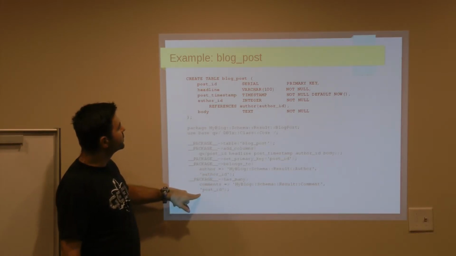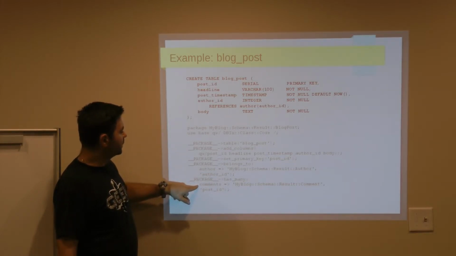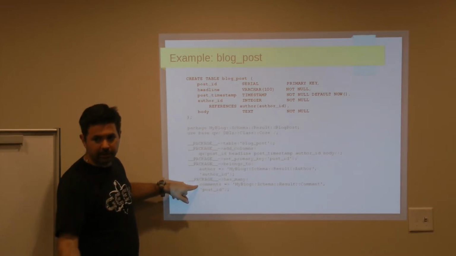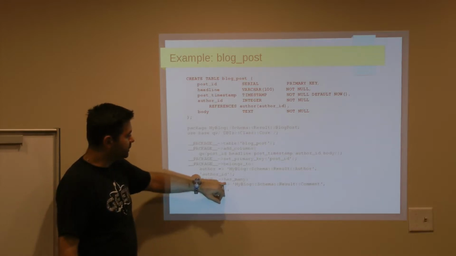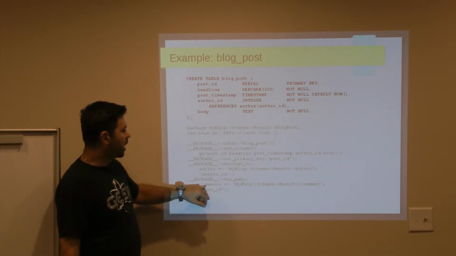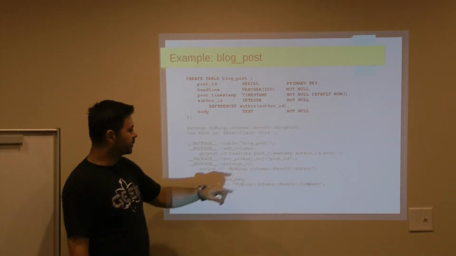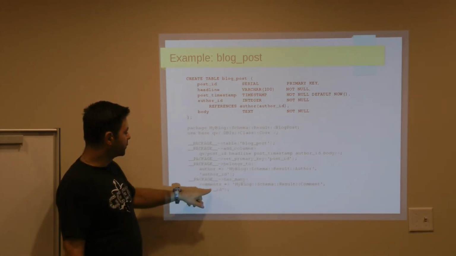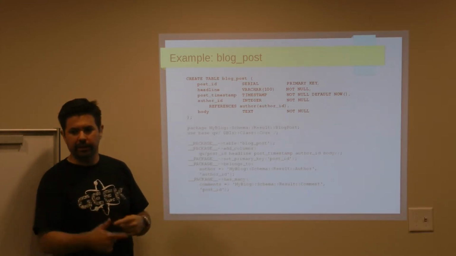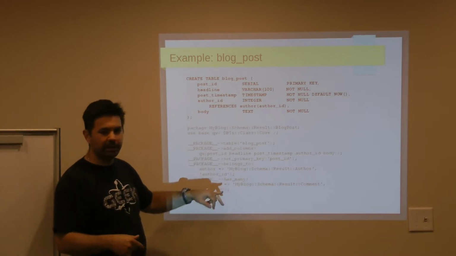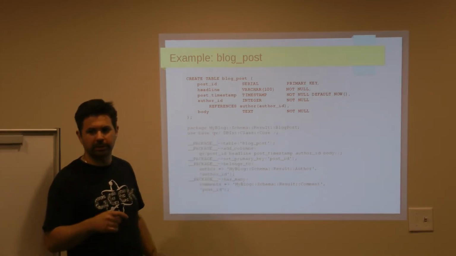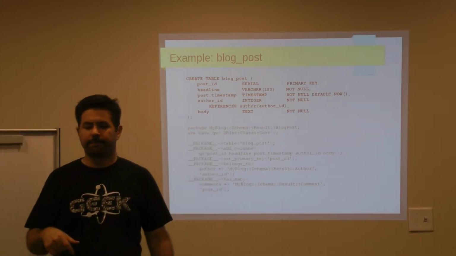Then down here, this one's interesting. This is the relationship to the comments. So we know a blog post can have many comments, so this says has_many. Comments is this class, Result::Comment, and this is our name. Post ID is the linkage, because every comment that is related to the blog post is going to have the same post ID. Okay.